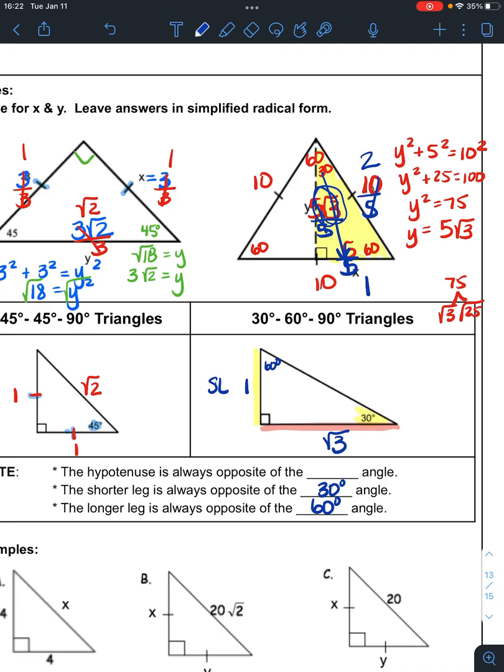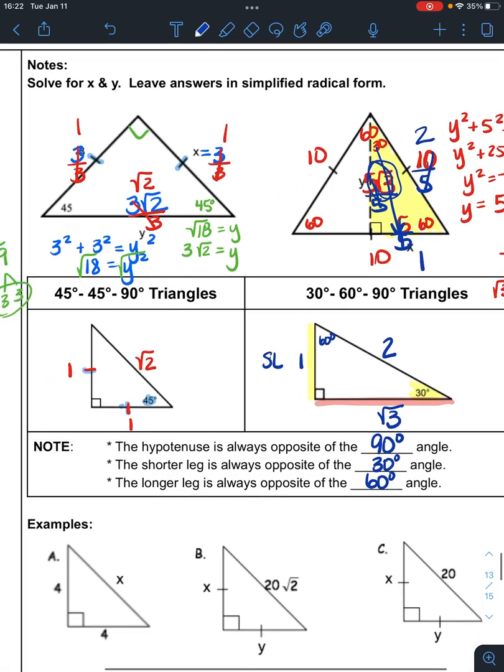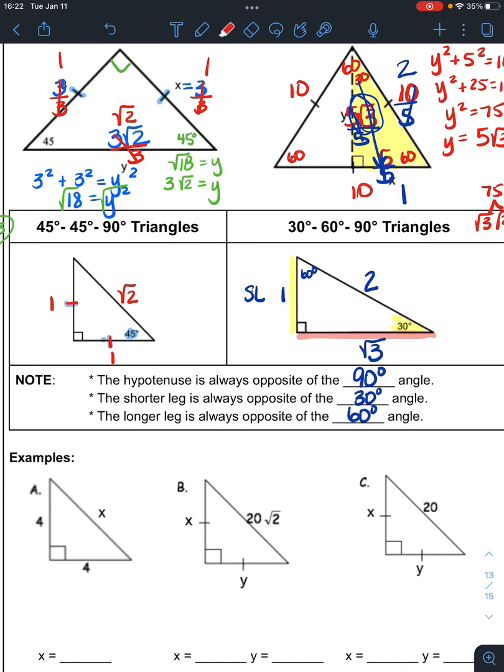So 30 is the smallest angle, so 1 is the shortest side. 60 is the medium angle, and root 3, or 1.73, is the medium side. And then that leaves 2 to go on the hypotenuse. The hypotenuse is always opposite of the 90-degree angle. So those numbers always go in those locations. The 1 goes across from the 30. The root 3 goes across from the 60, and the 2 goes on the hypotenuse, which is across from the 90.